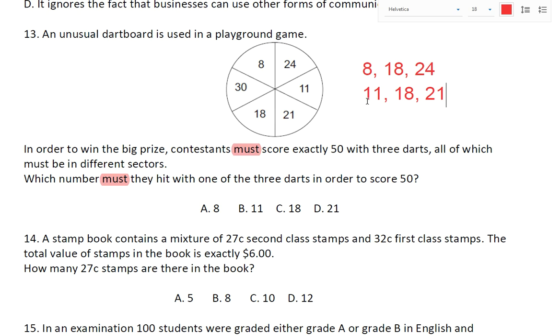Now someone could think the answer can be any of them, right? You must hit them, but must being the key word. So if you look at both possibilities, the only number that appears in both of them is actually 18. So 18 is the answer, C, 18.